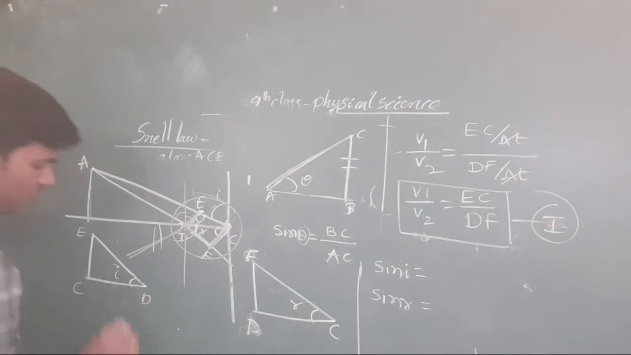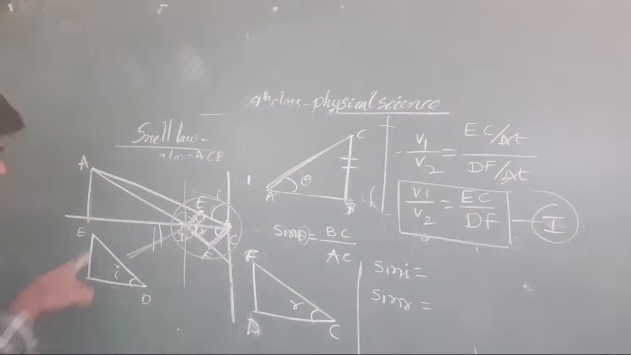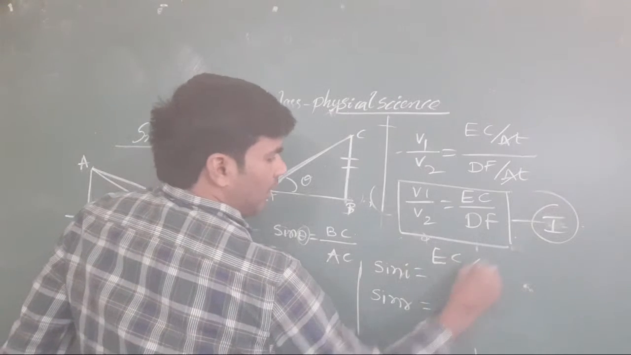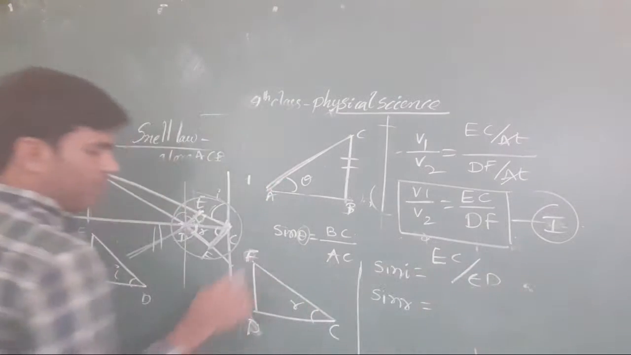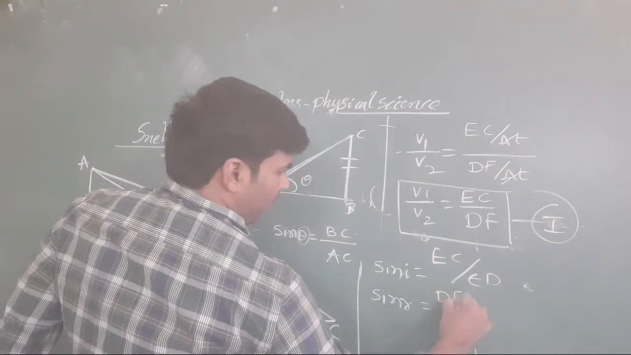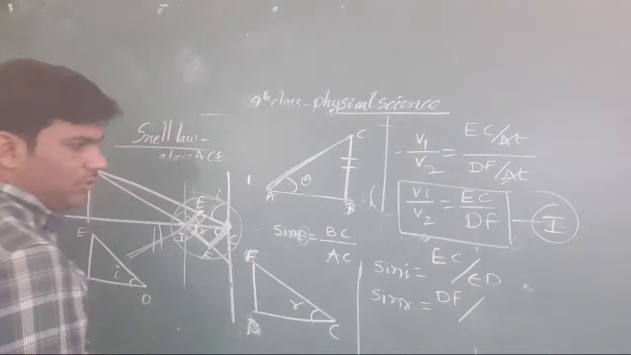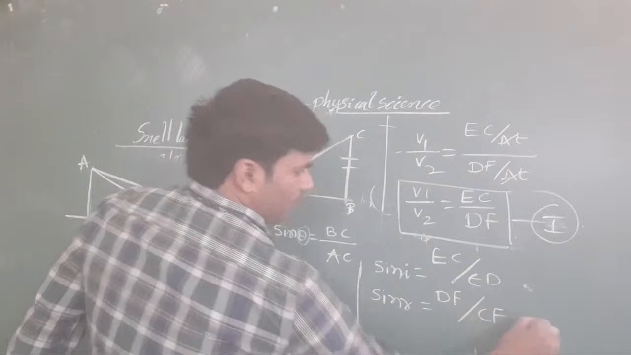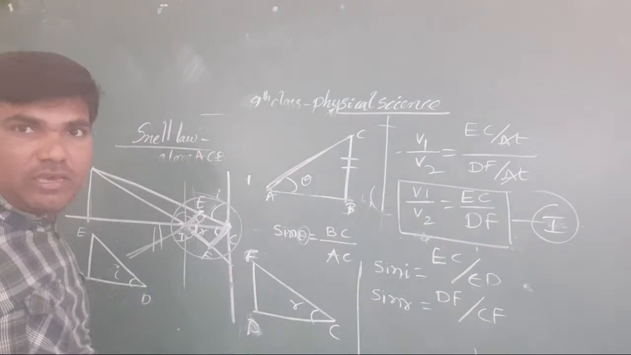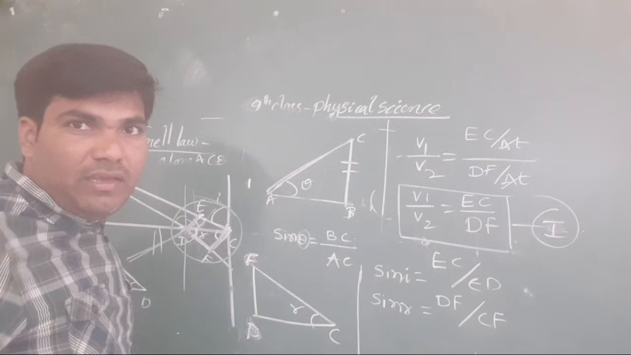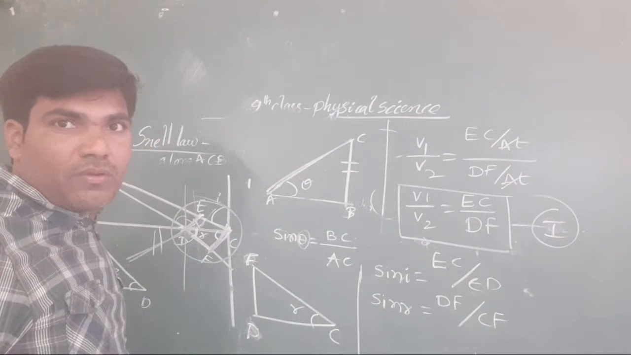What we have written in this one: sin I is equal to EC by what? ED. EC by ED. And here what do we have to write? DF by what did we write here? DF by what? CF. DF by CF. Clear or not, all the students? DF by CF. Got it?